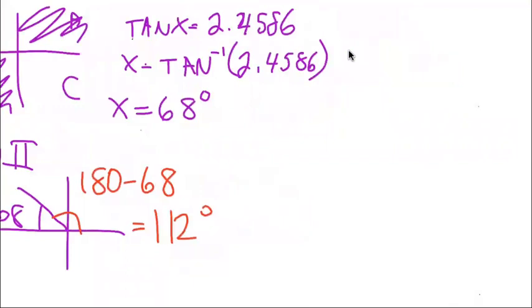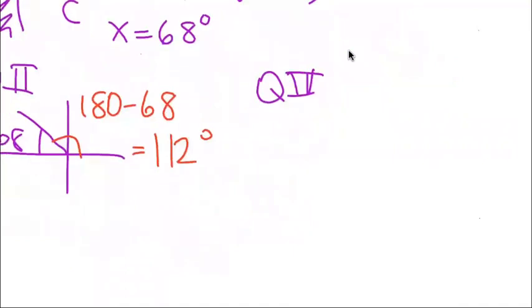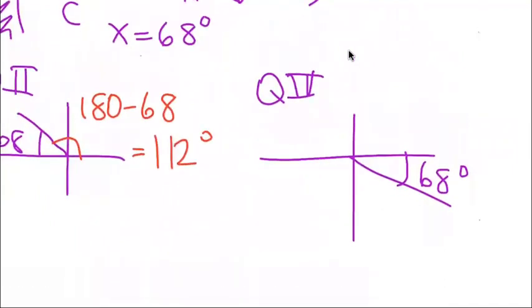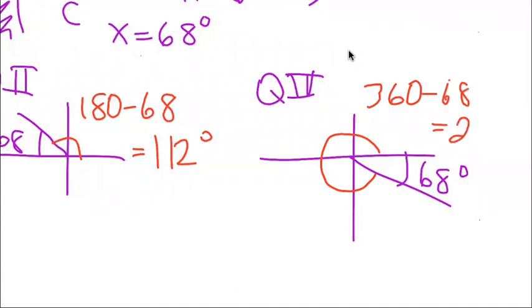And I do the same in quadrant 4. In quadrant 4, my reference angle is still 68 degrees, but I want the rotation angle from here to there. So that's going to be 360 take away 68, which is equal to 292 degrees.